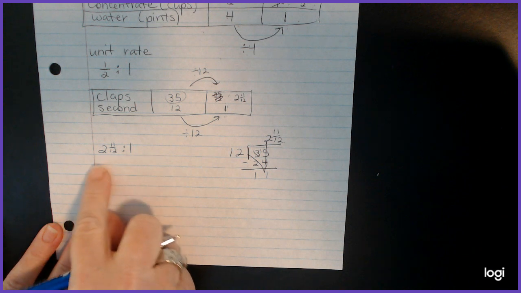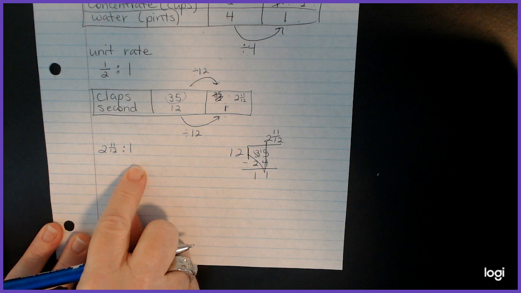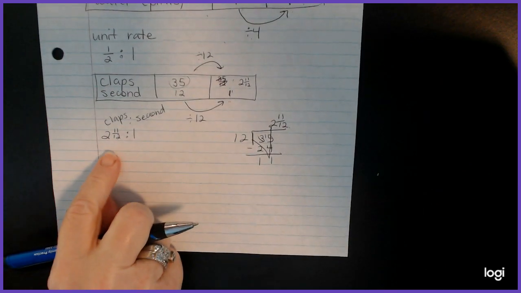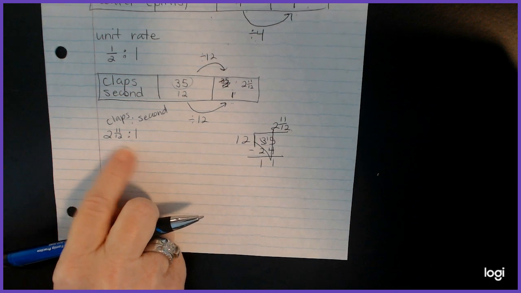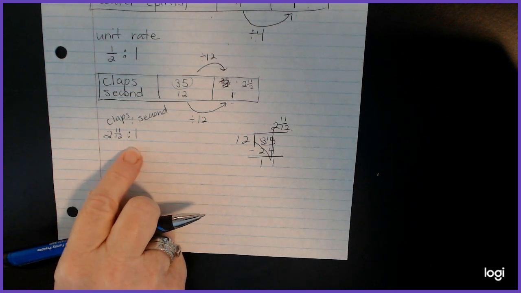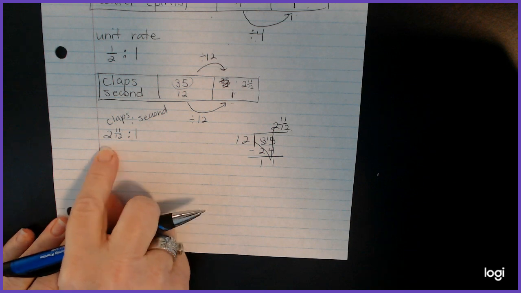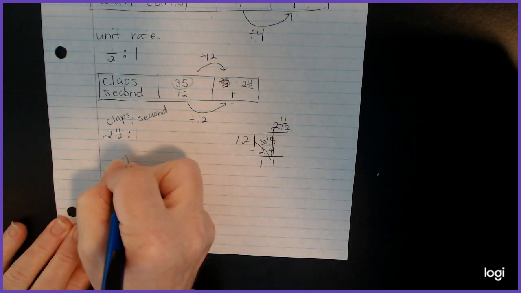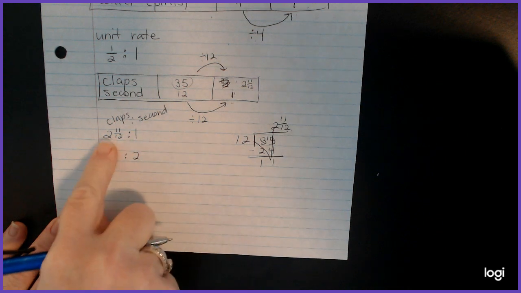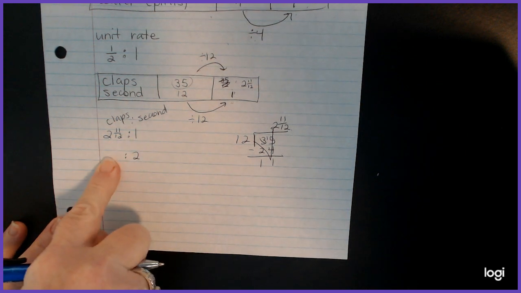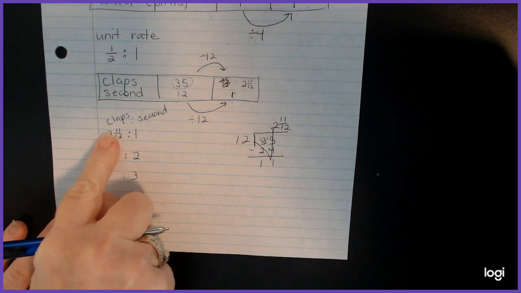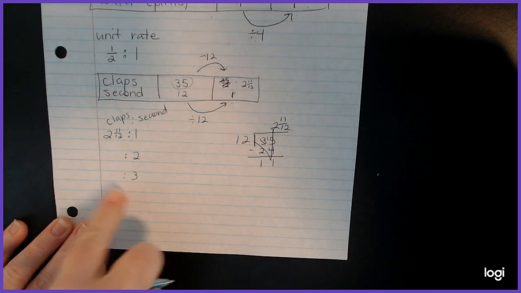Okay, so find out how many claps or part of a clap you can do per second. And obviously, when I find out how many claps I can do per second, now I can find out how many claps I can do in 2 seconds, 3 seconds, and so forth, because if I'm going to do it 2 seconds, I'm going to take this answer times 2. If I wanted to know how many claps I could do in 3 seconds, I'm going to take this answer times 3.